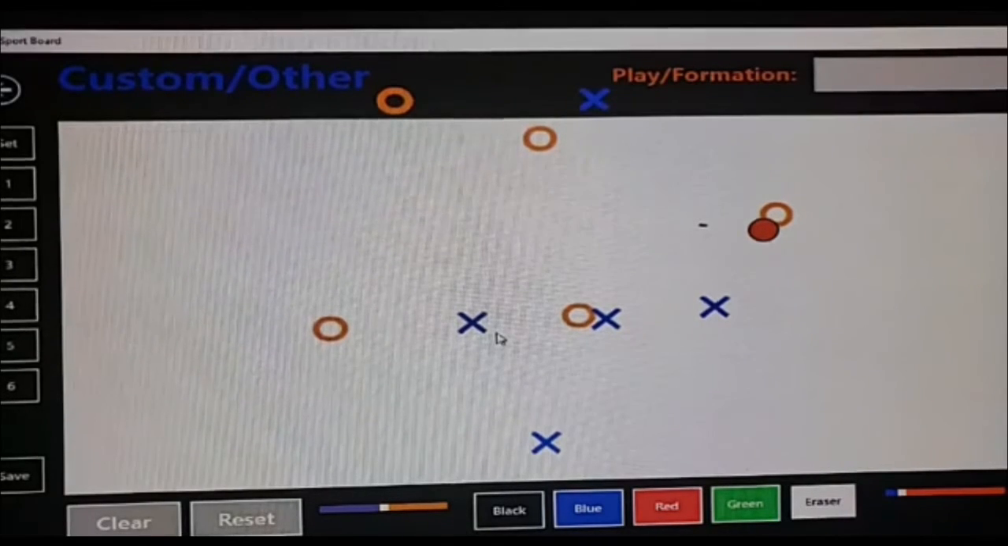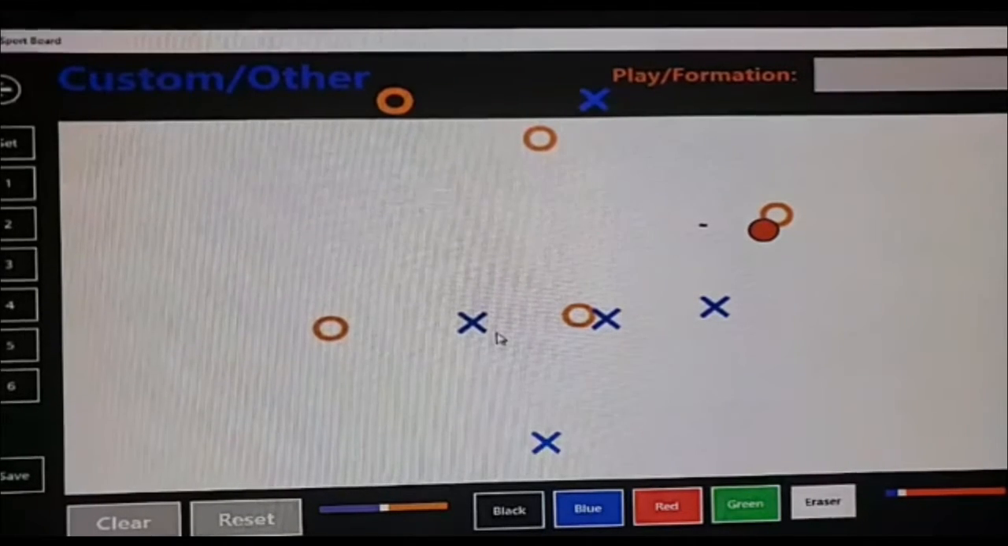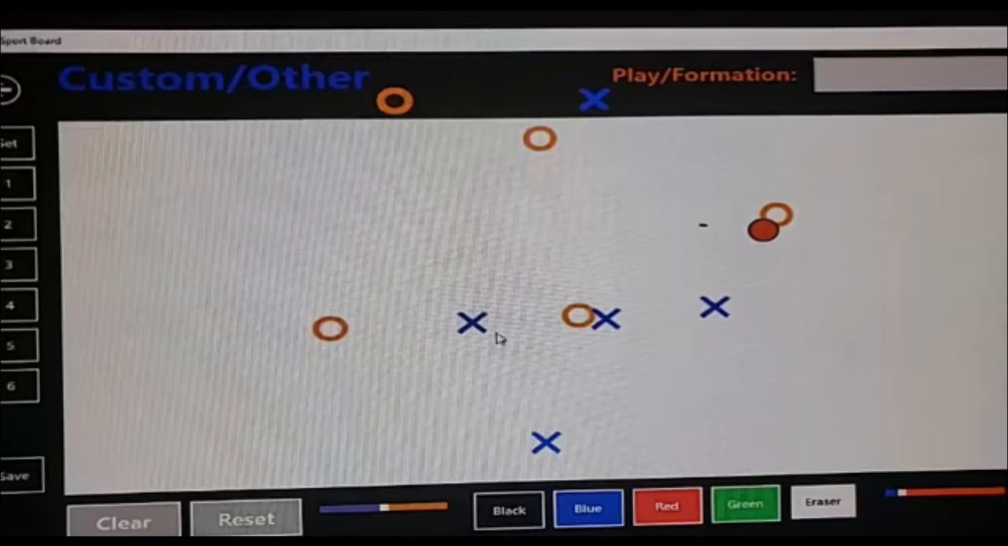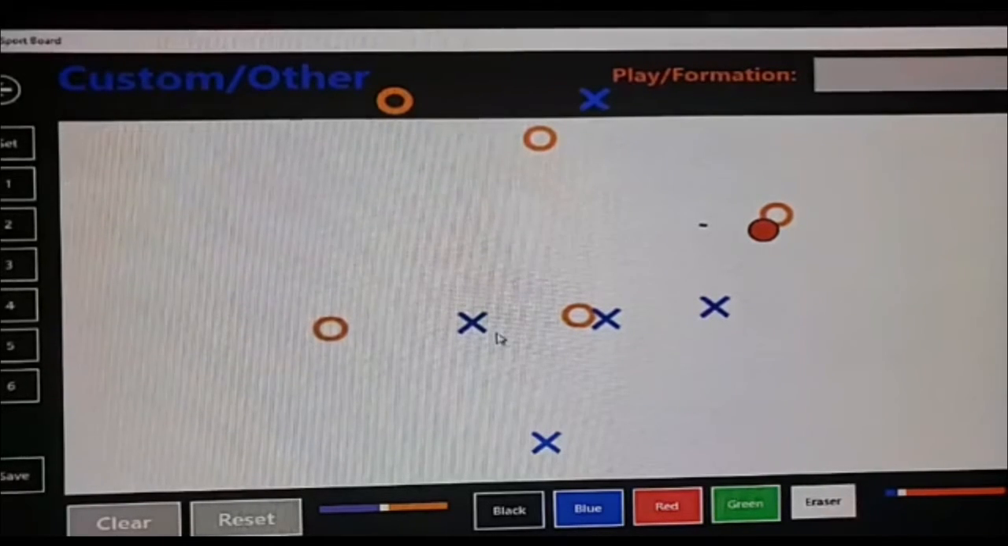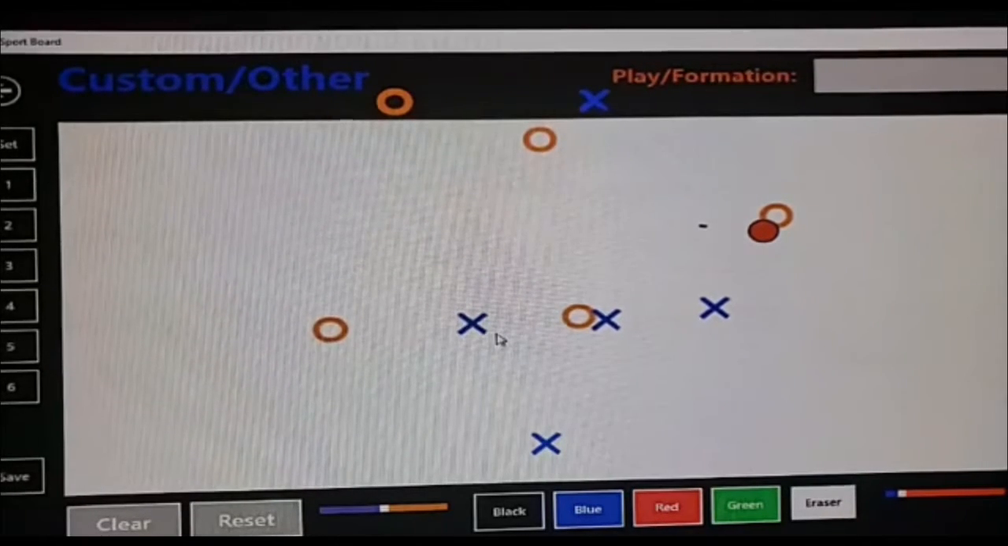You can say more central, compact, right? You need to say that, so you see the defense maybe spread out too wide, and you're saying compact, so you want them to be more central. Come back to the center. That's what compact represents when you say that.